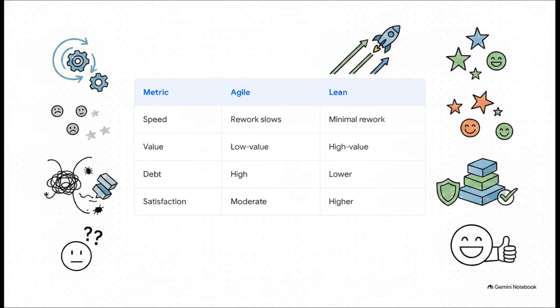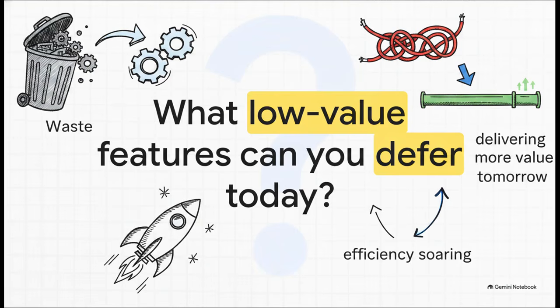And the ultimate metric? User satisfaction. It is significantly higher with Lean, simply because the team stayed hyper-focused on the core features the users actually cared about. So, as you head back to review your own upcoming projects and sprint plans, I want to leave you with a tough question. What waste can you eliminate today? Seriously, what low-value features are clogging up your codebase right now that you could defer today to deliver massively more value tomorrow? Start thinking Lean and watch your team's efficiency go through the roof.